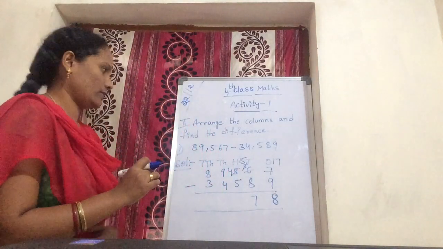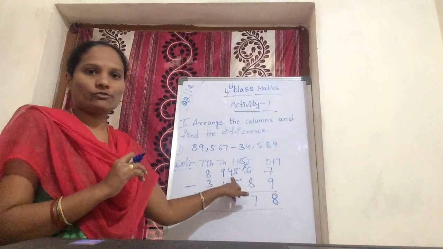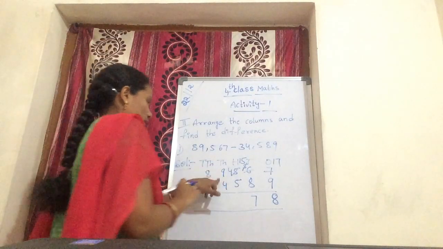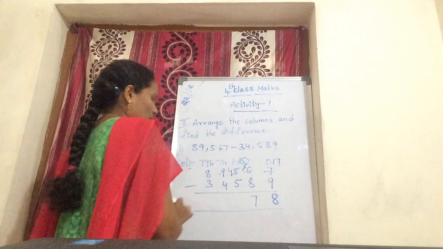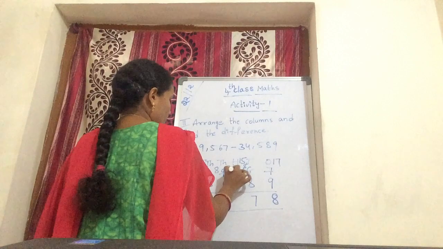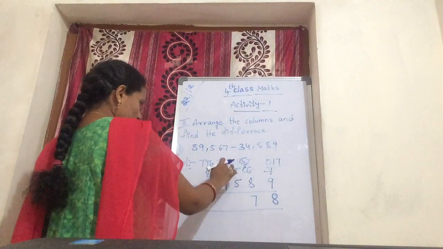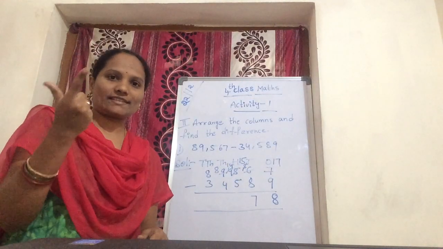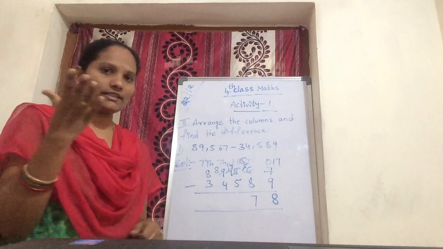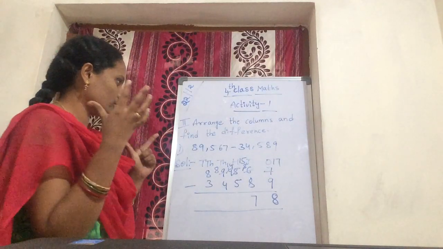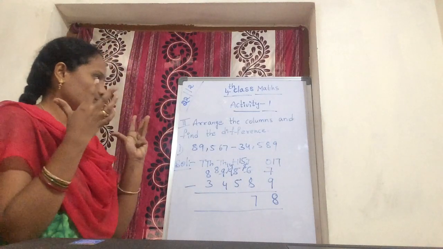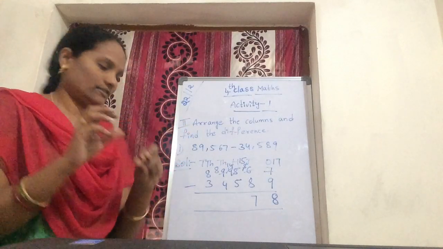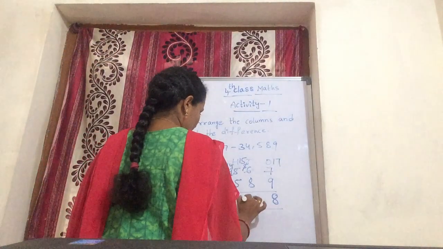tens. Okay, now next 4 minus 5. Remove 5 from 4. Possible? No. So you take borrowing from thousands. After borrowing, 9 is the 8. This 4 is the 14. Again count from 5 up to 14: 5, 6, 7, 8, 9, 10, 11, 12, 13, 14. So you get how many? 9. What is your answer, amma? 9. Write 9 in the hundreds.